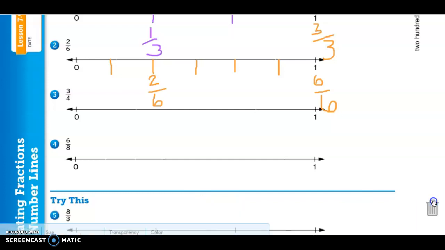Next number line says 3/4. We want to find, well, let's see, 0 to 1. So this whole number line, this is a whole. We need to find 3/4. Well, again, remember, we need to look at the denominator to see what we're going to partition this line into. We need 4 equal parts on this line, but I'm only going to draw 3 lines because this is our 4th line. Remember what I said, though.